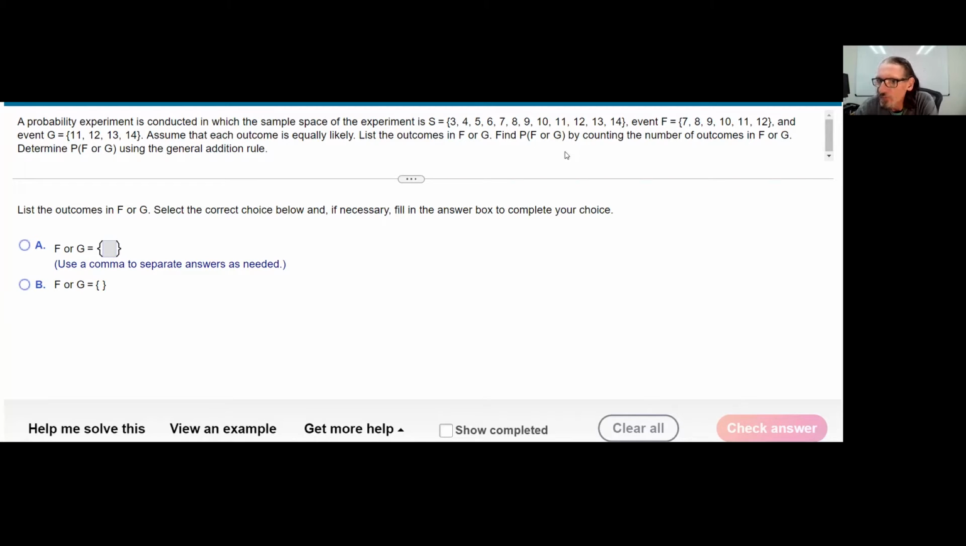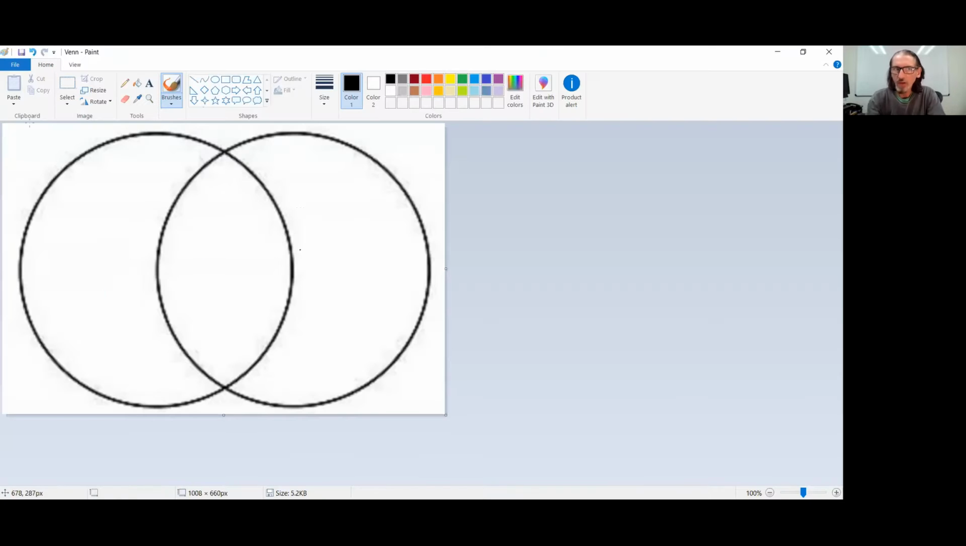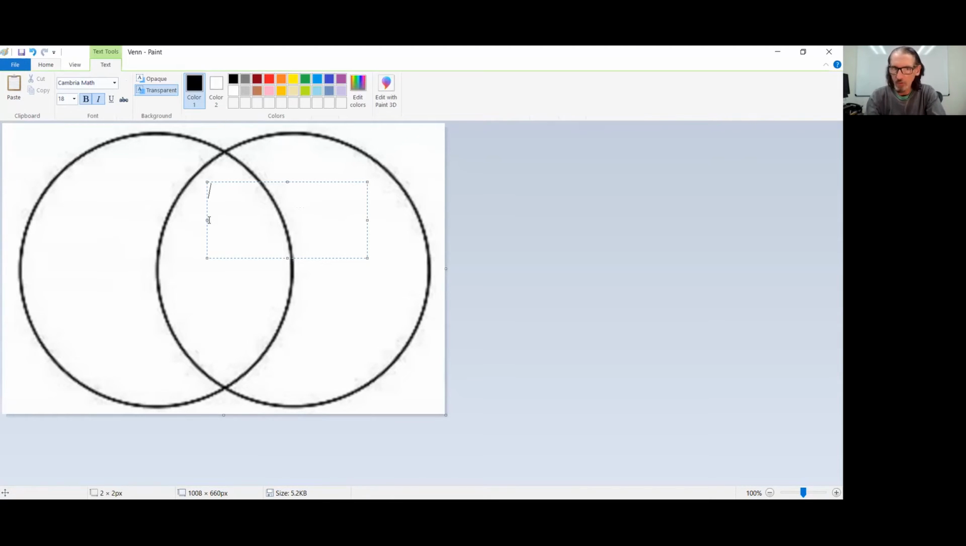Okay, we want to find the probability of F or G. And we've got the integers 11 and 12 in common. So we have two options. Either we're going to, let's see here. Use a Venn diagram to show that we have the 11 and 12 here. Got our 12.